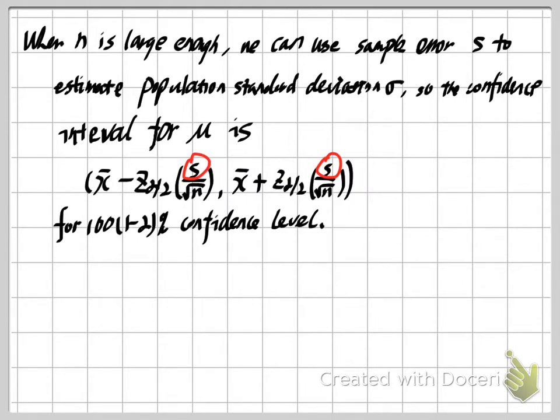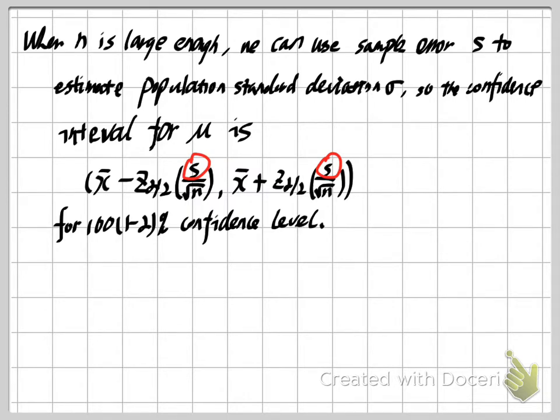We still have the left endpoint and right endpoint. We still have the marginal error. The only difference is we have the s instead of sigma here. Okay, so this is when n is large enough. By the central limit theorem, we can have this equation.